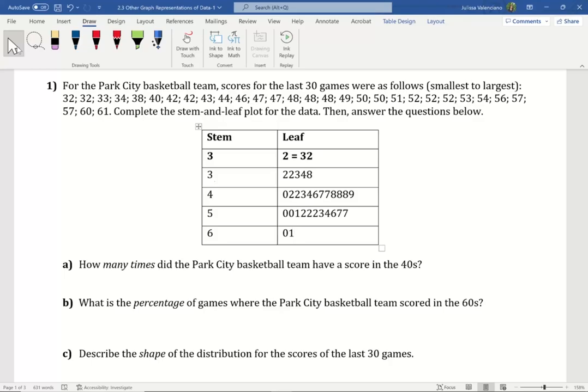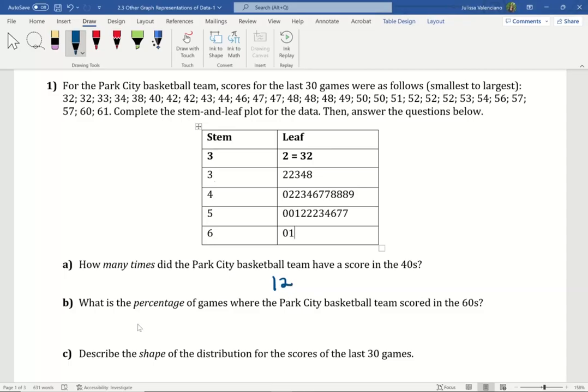Okay. How many times did the Park City basketball team have a score in the 40s? Looking at the plot, we will be able to count how many leaves we have for the stem equal to 4. We counted this before. We saw that we had 12 leaves for the stem equal to 4. Our answer is 12. The Park City basketball team had a score in the 40s 12 times.